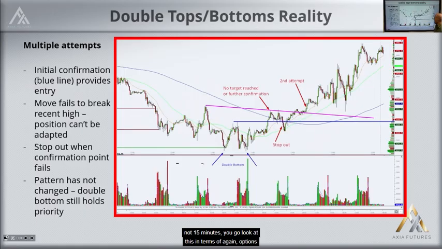You've got to look at this in terms of, again, options and not giving up on the idea. So what I mean by that is prioritizing what's going on here. The double bottom maintains priority over all other pattern here until it is broken.